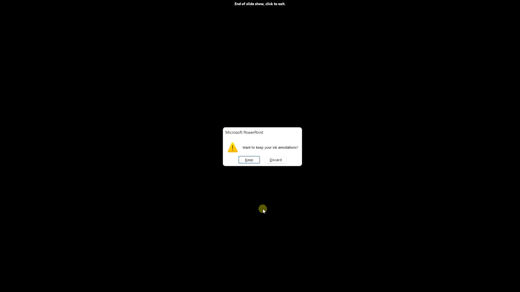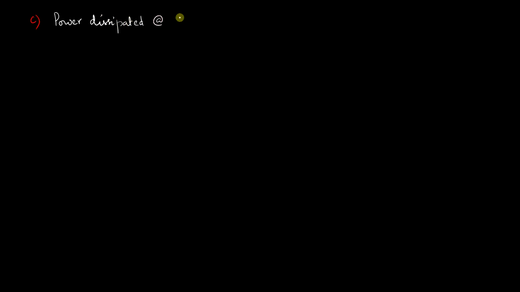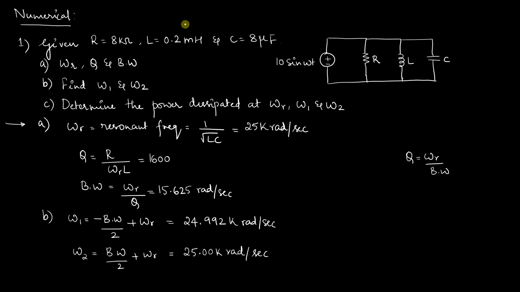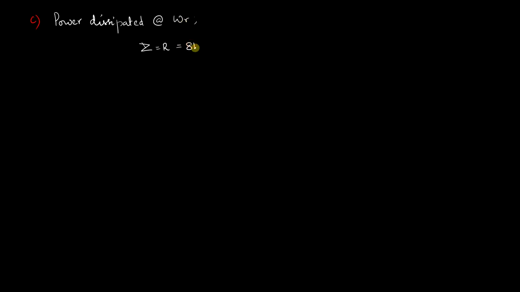Next we need to compute the power dissipated. So power dissipated at resonance at omega R, we are considering impedance to be equal to R, right? So what is the value of R here in this case? R is equal to 8 kilo ohms, okay? So you have to compute first the value of your current that is flowing in the circuit at resonance. We can consider P is equal to V square by R, or P equal to I square into R, or P equal to V into I. Whenever you are considering the value of current, ensure that you are considering the current at resonance. It is not the total current, it should be the current at resonance.